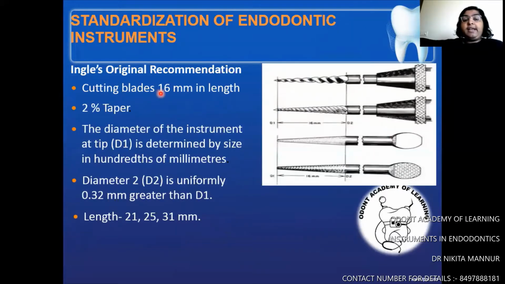Ingle's original recommendation said that the cutting blade should be 16 mm in length, as you can see in this picture, and 2% taper was advocated, which is the standard taper even now for all the hand instruments that we use. The diameter of the instrument at the tip is determined by size in hundredths of a millimeter, and D2 is uniformly 0.32 mm greater than D1. The standard length of all the files that we use comes in three types: 21 mm, 25 mm, and 31 mm.